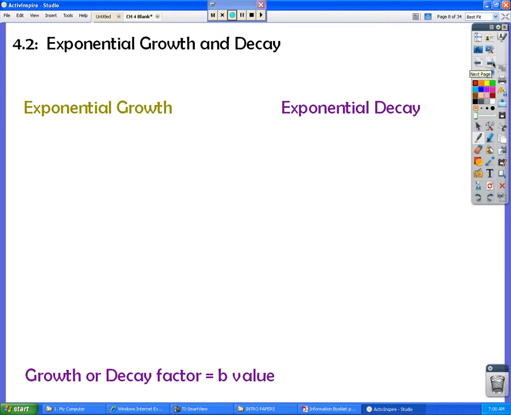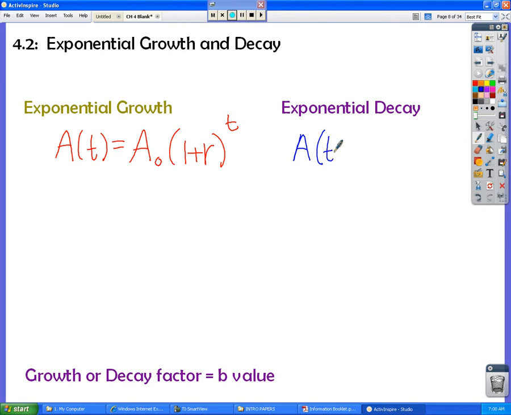Exponential growth and decay. So exponential growth would be, and I'm going to use the notation your book uses, A sub t is equal to A sub 0 times, for growth, (1 plus r) to the t. Your, I guess, b value, and I'm going to actually change this in a second. For decay, 1 minus r to the t. That's usually for most real-life functions where we talk about percentage. Those are the formulas that we use.